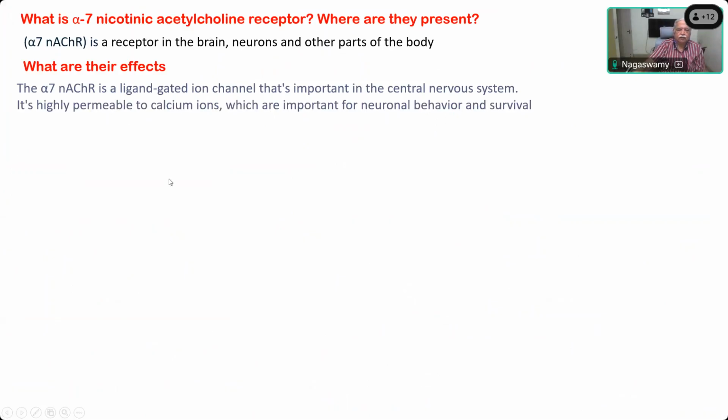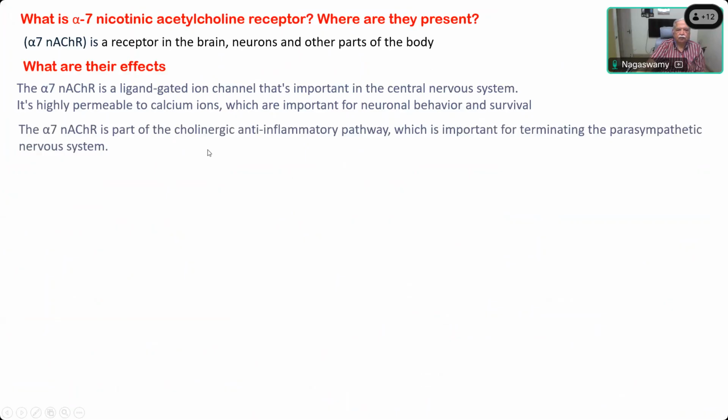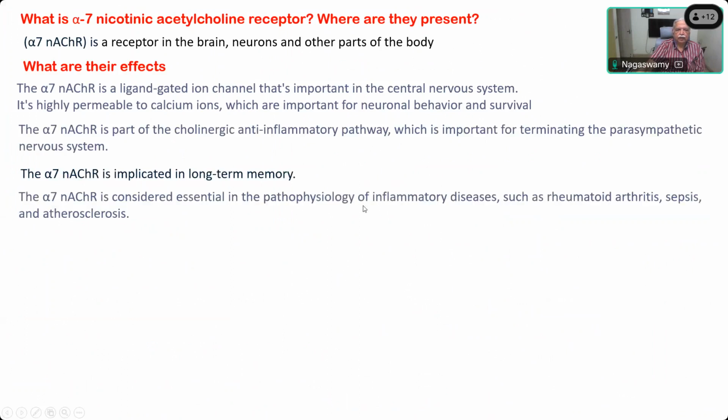At the neuromuscular junction, they permit sodium ion entry, whereas at the neuronal and brain cells, calcium is more important than sodium. So they permit calcium ions and are part of the cholinergic anti-inflammatory pathway, which is important for terminating the sympathetic nervous system activity and is implicated in long-term memory also. It is considered essential in the pathophysiology of inflammatory diseases like rheumatoid arthritis, sepsis, and atherosclerosis.